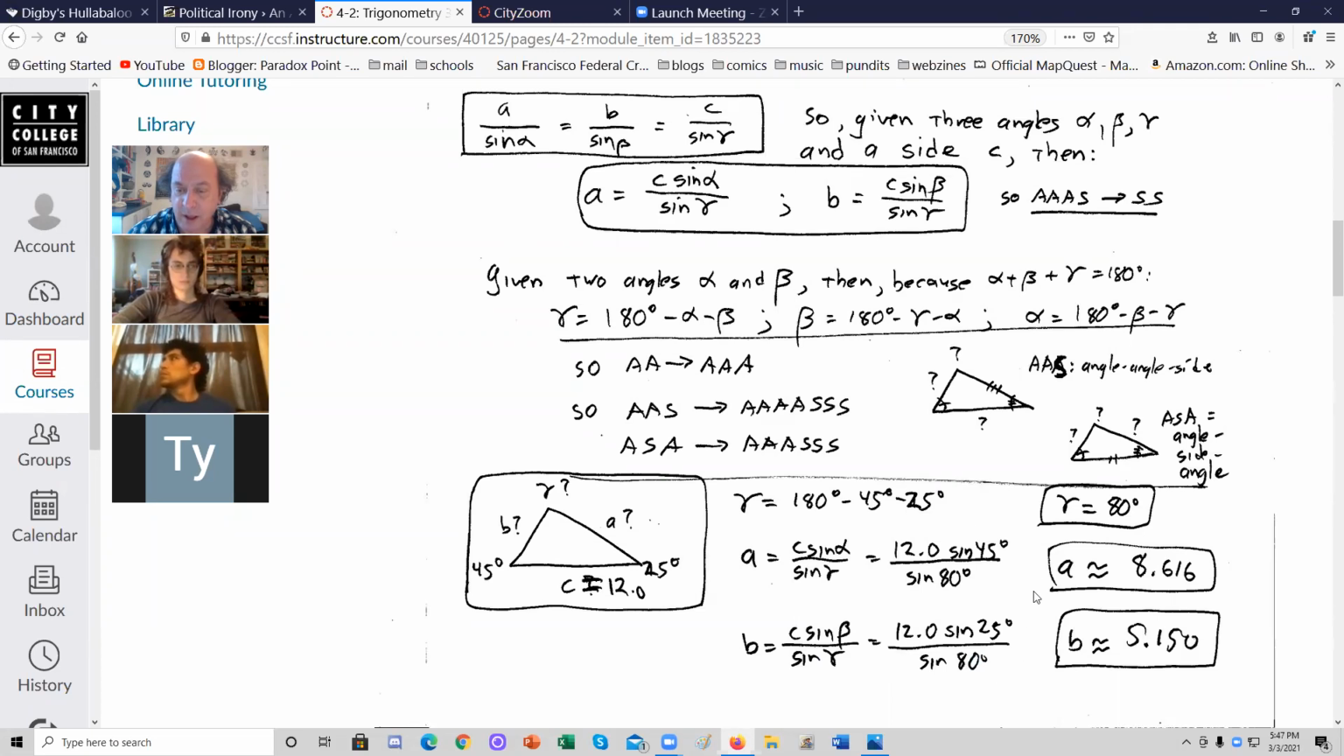One nice thing about the law of sines is that once I wrote this down on my calculator to get a, to get b, all I have to do is recall the expression and then change the 45 degrees to 25 degrees.